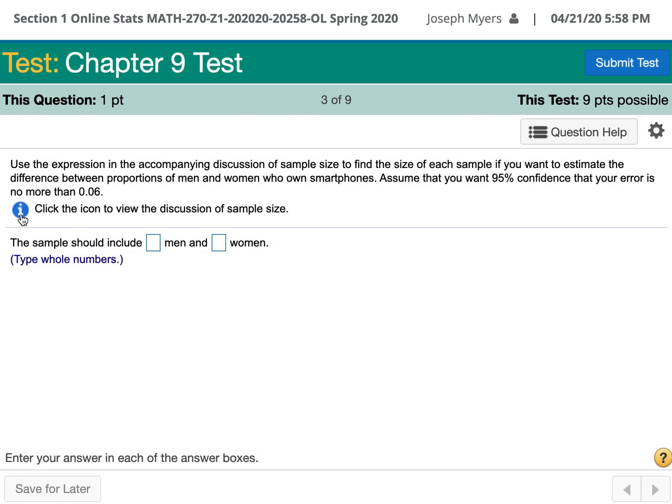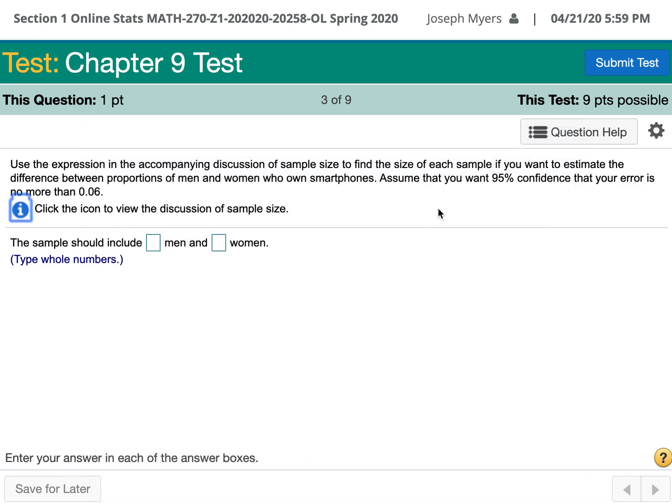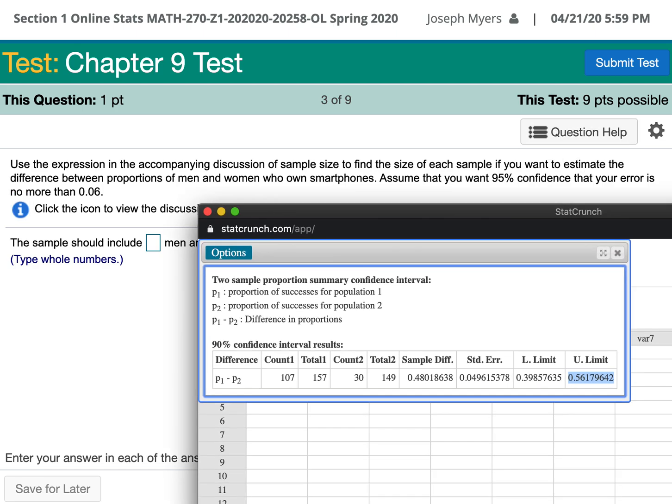Okay, now look at this neat formula. This is a neat formula if you want to calculate the sample size. So now let's look back at the question. It says that assume you want 95% confidence that your error is no more than 0.06. Well, the confidence level representing 95% confidence, you can look that up in a table. It's 1.96. So I'll show you how to do that real quick.